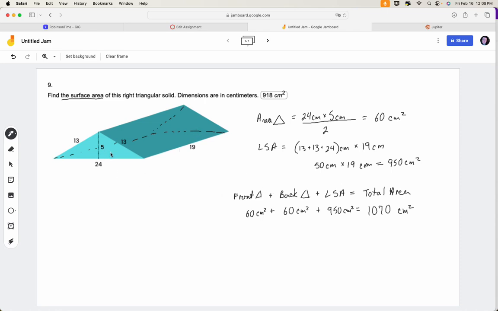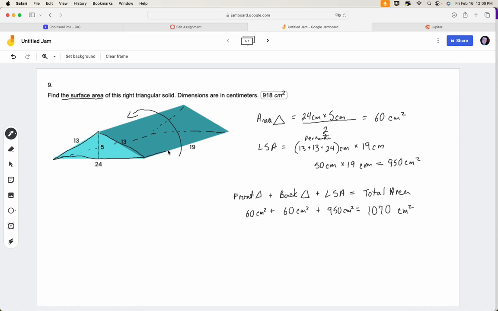So when we add our surface area together to get the total, we've got the front triangle plus the back triangle. And I put that in 60 centimeters and 60 centimeters. Now we got to find the area around, like all of this around on the sides, the lateral surface area. And we find lateral surface area by the perimeter of the main shape, which is this triangle here. That's the main shape. And we've got 13 plus 13 plus 24 for the perimeter of that triangle. And that's right here. And that's all in centimeters.